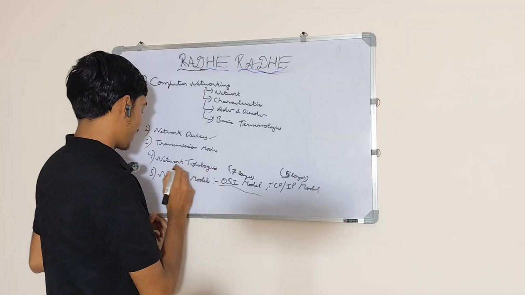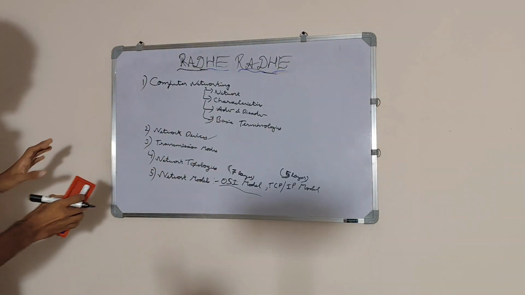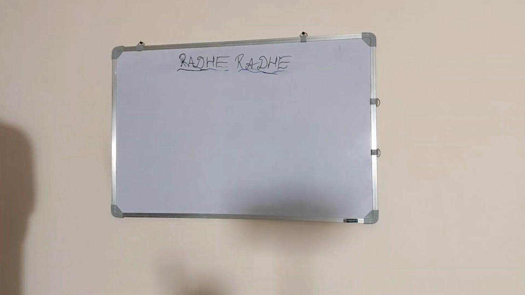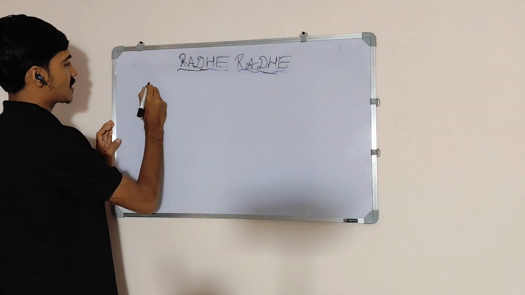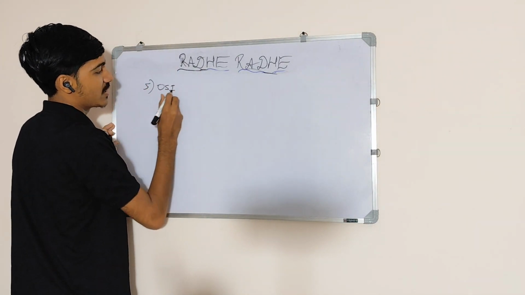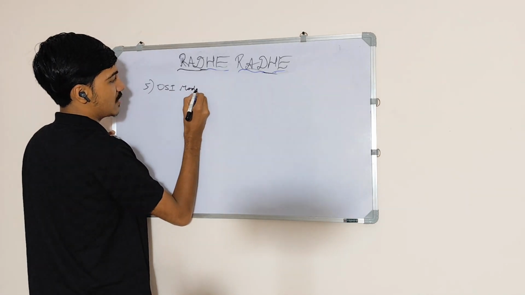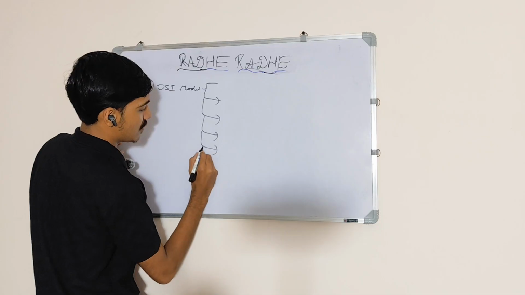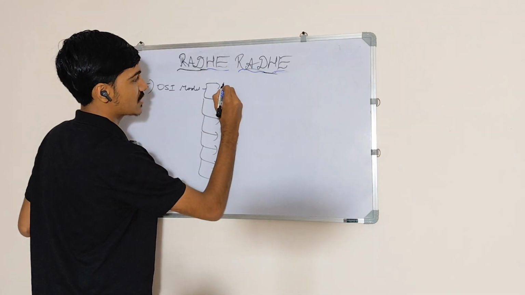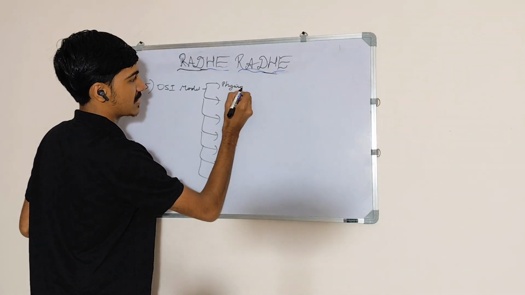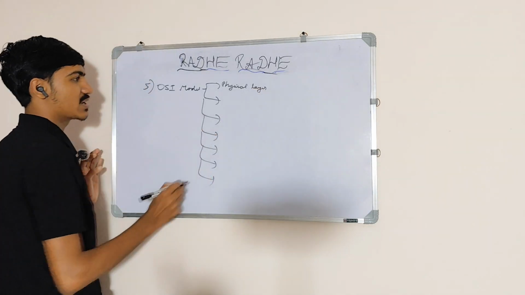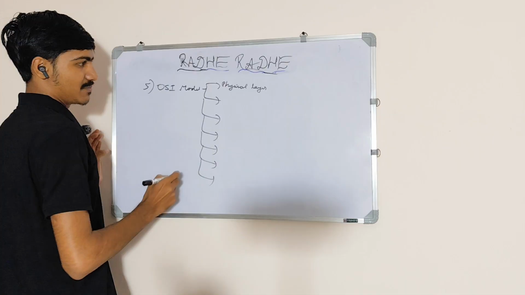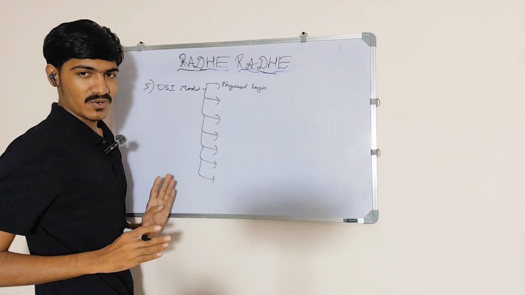Wait, let me come. I told networking models, OSI model. Now it was the 5th point, OSI model. Now the OSI model is divided into 7 layers. First we will cover the physical layer, starting from the bottommost layer of the OSI model, called the physical layer.